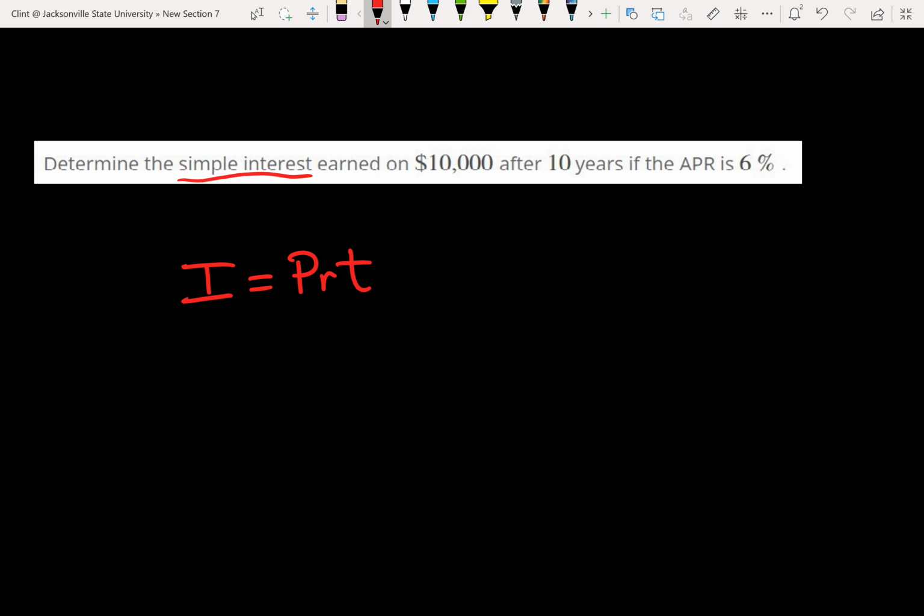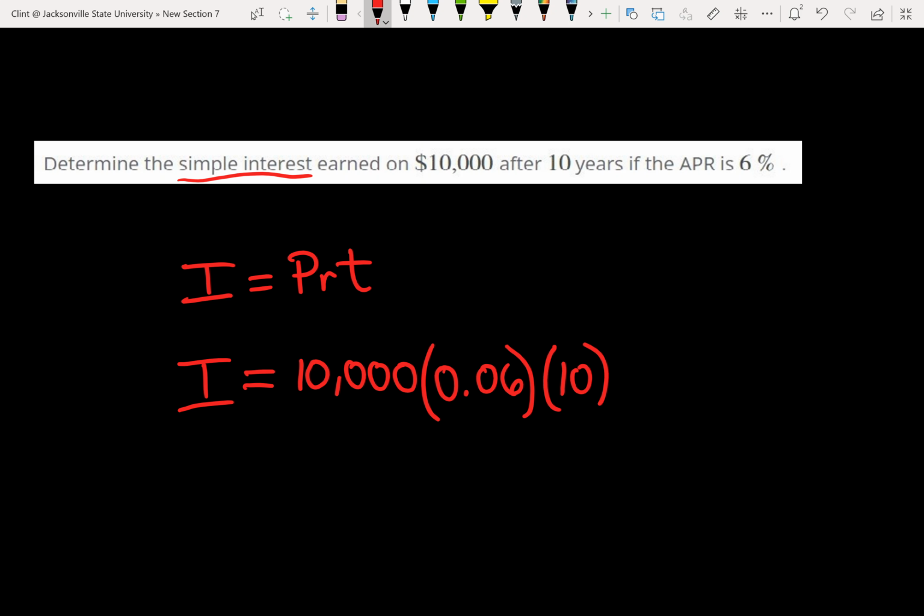Okay, so if we want to figure out our interest on this one, our starting amount, our principal, is $10,000. Times the interest rate, we've got to change this to a decimal, so 6% is 0.06. And then time is always in years, so we're investing for 10 years here. So 10,000 times 0.06 times 10 gives us a simple interest of $6,000.